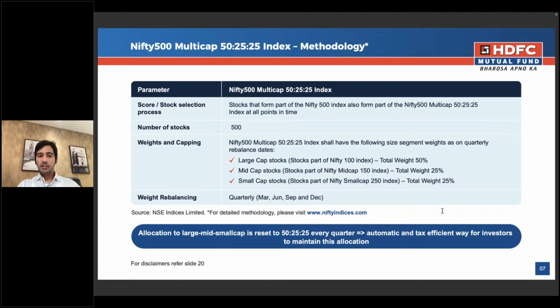So this index fund is tracking the Nifty 500 multi-cap 50 25 25 index. So very big word, but very simple concept. तो एक एक करके हम proceed करेंगे.